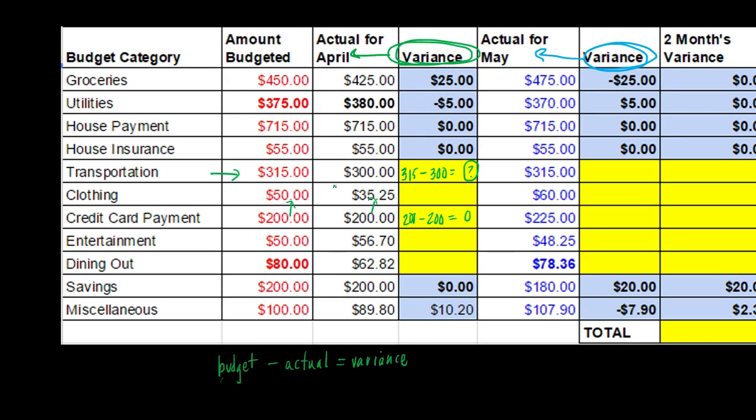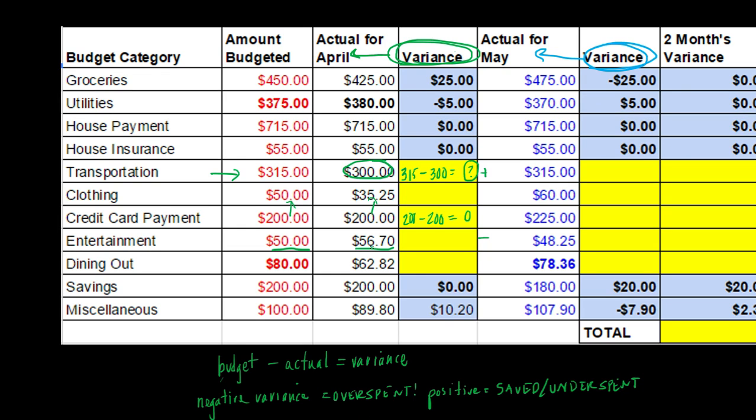In some cases, as you see here with 300, I actually spent less than I budgeted, right? 300 is less than 315, so this is going to be a positive number. But if you look down here, I budgeted $50 for entertainment, but I spent $56.70. That's going to give me a negative variance. So a negative variance means I overspent, while a positive variance means I saved money or I underspent, which is a good thing, right?